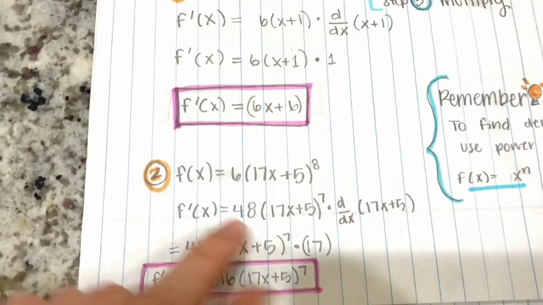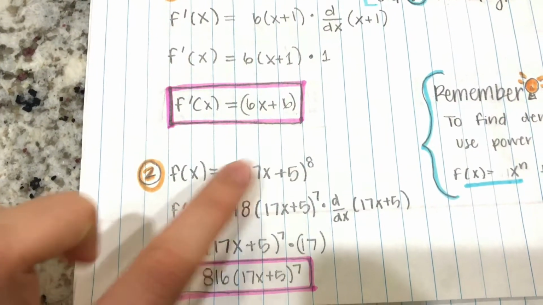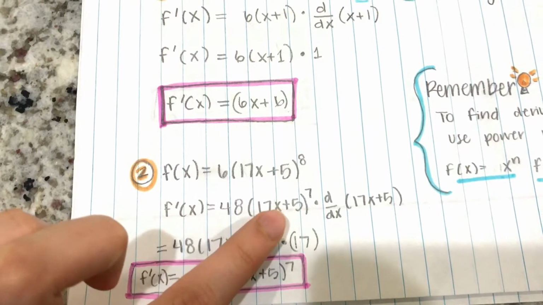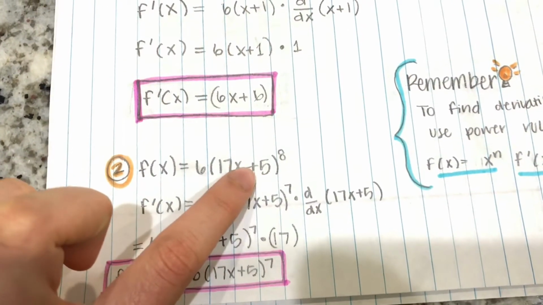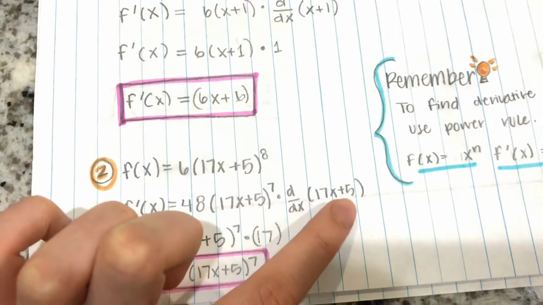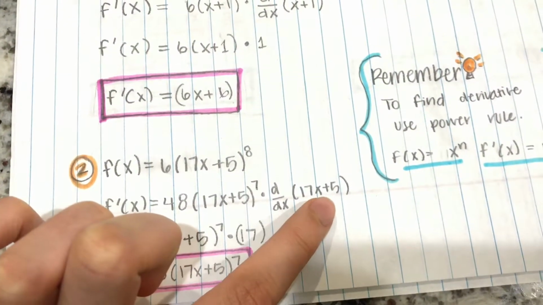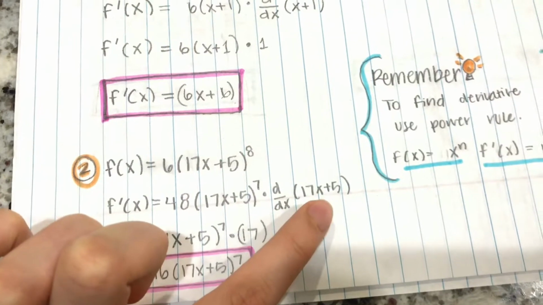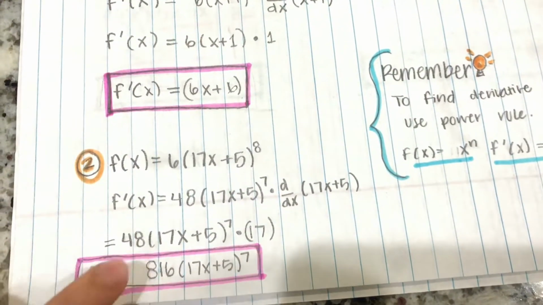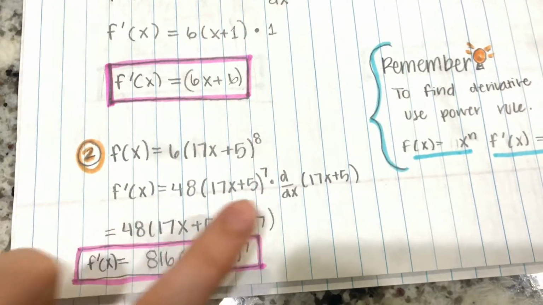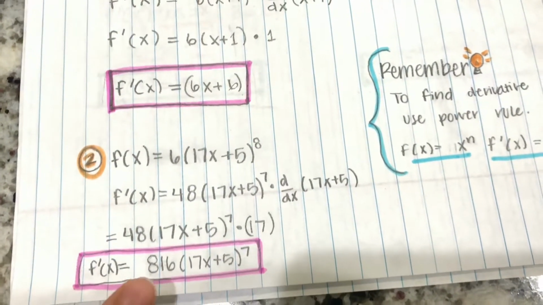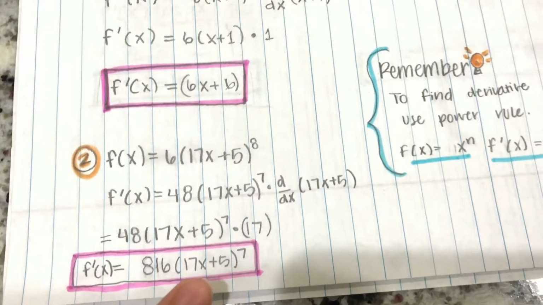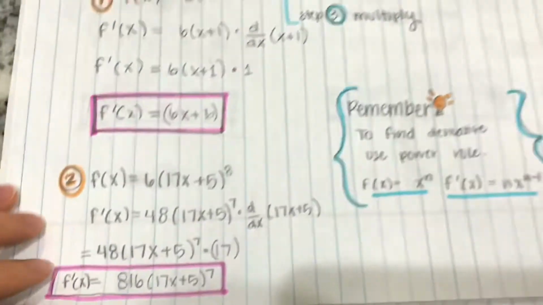Again, the derivative of this outside term is 48 times (17x plus 5) to the 7th, times, next step, the derivative of the inside term, 17x plus 5. The derivative of 17x plus 5 is 17. We multiply this entire term together, and we get the statement that f prime of x equals 816 times (17x plus 5) to the 7th.